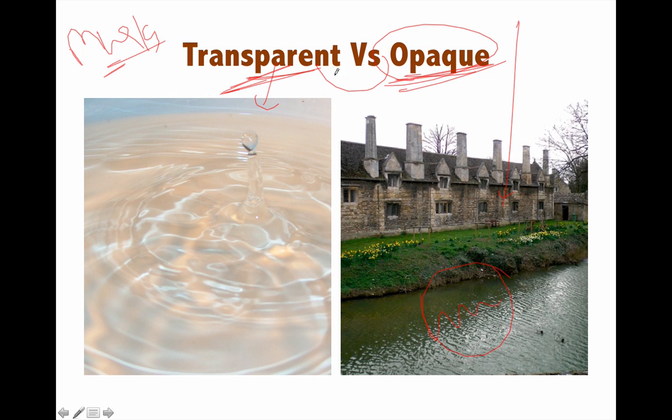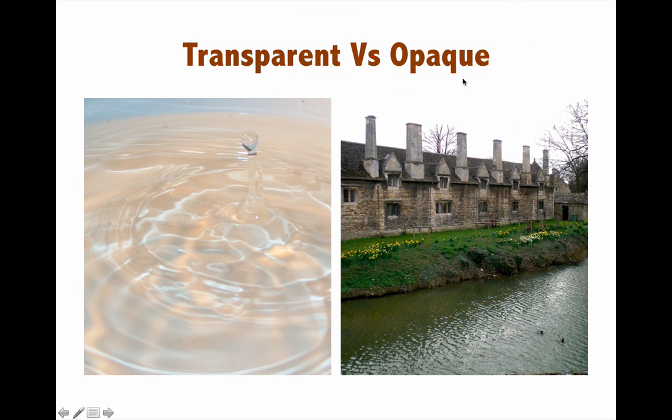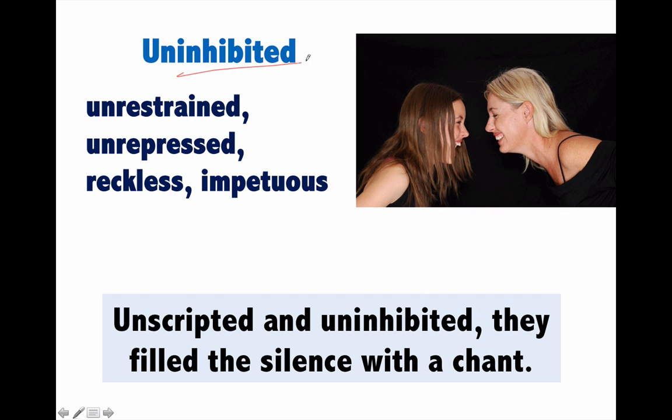However, these are technical words. Transparent, translucent and opaque, these are used in chemistry to define the state of matter sometimes. But in English, if we say transparent or translucent, both of these words mean clear and opaque means unclear. As simple as that.